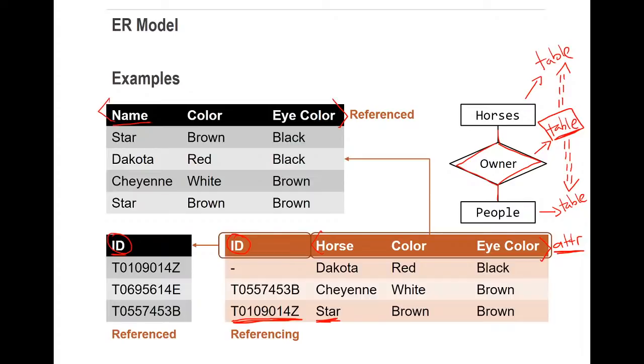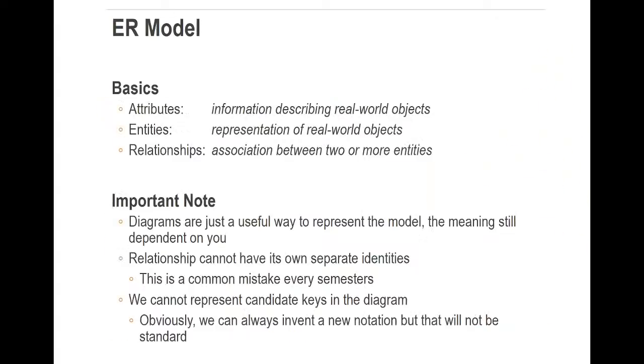Okay, there were a few questions on the chat. So is the identity attribute more of the candidate key than the primary key? Actually, the identity attribute is the primary key. We cannot represent a candidate key in an ER diagram.